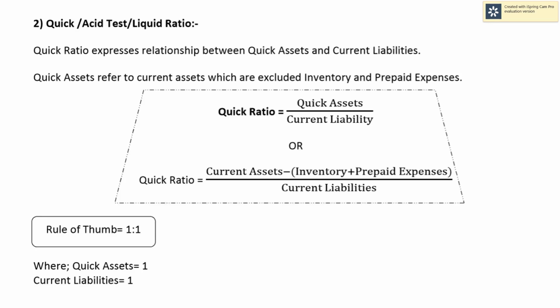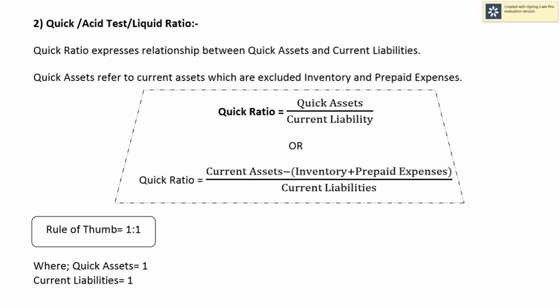Now let's see the second ratio. It is called quick ratio or acid test ratio or liquid ratio. Quick ratio expresses the relationship between quick assets and current liabilities. Quick assets is something that is new to you. All these days you heard only 2 things, current assets and current liabilities. But what does quick assets mean? Quick assets means current assets minus inventory and prepaid expenses. In other words, we take all the current assets in quick assets except inventory and prepaid expenses.